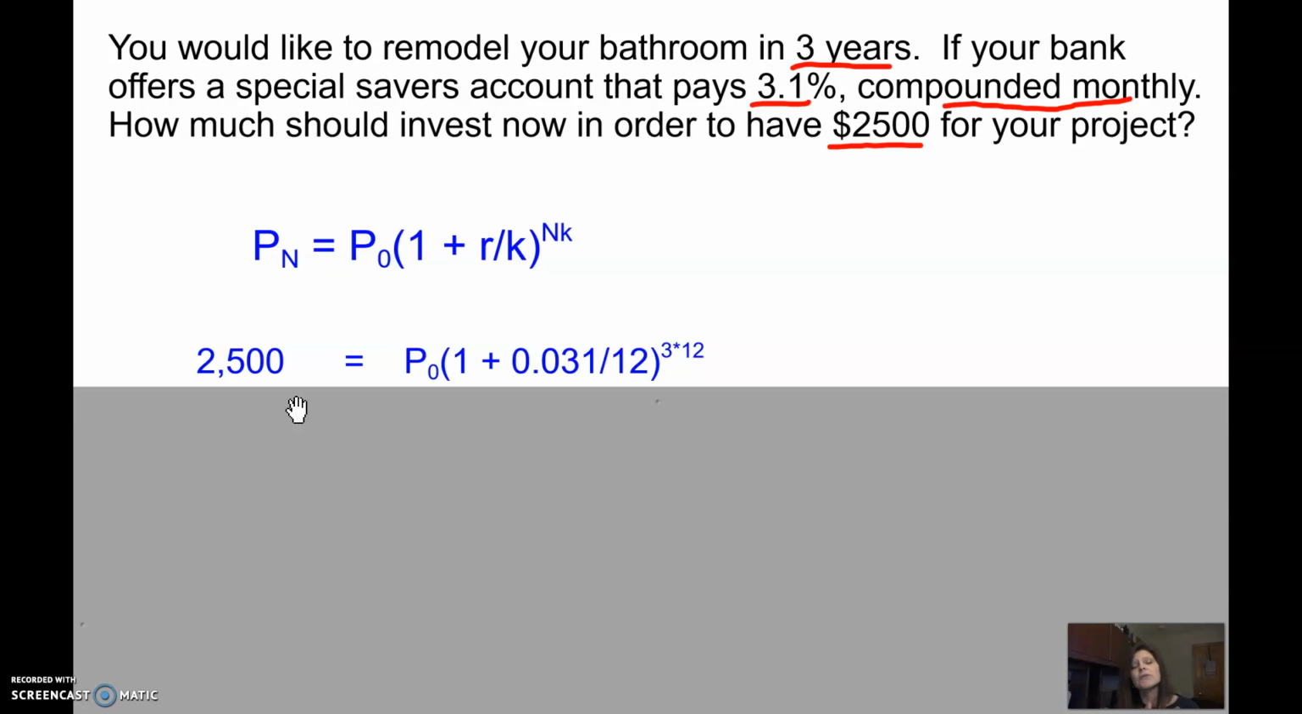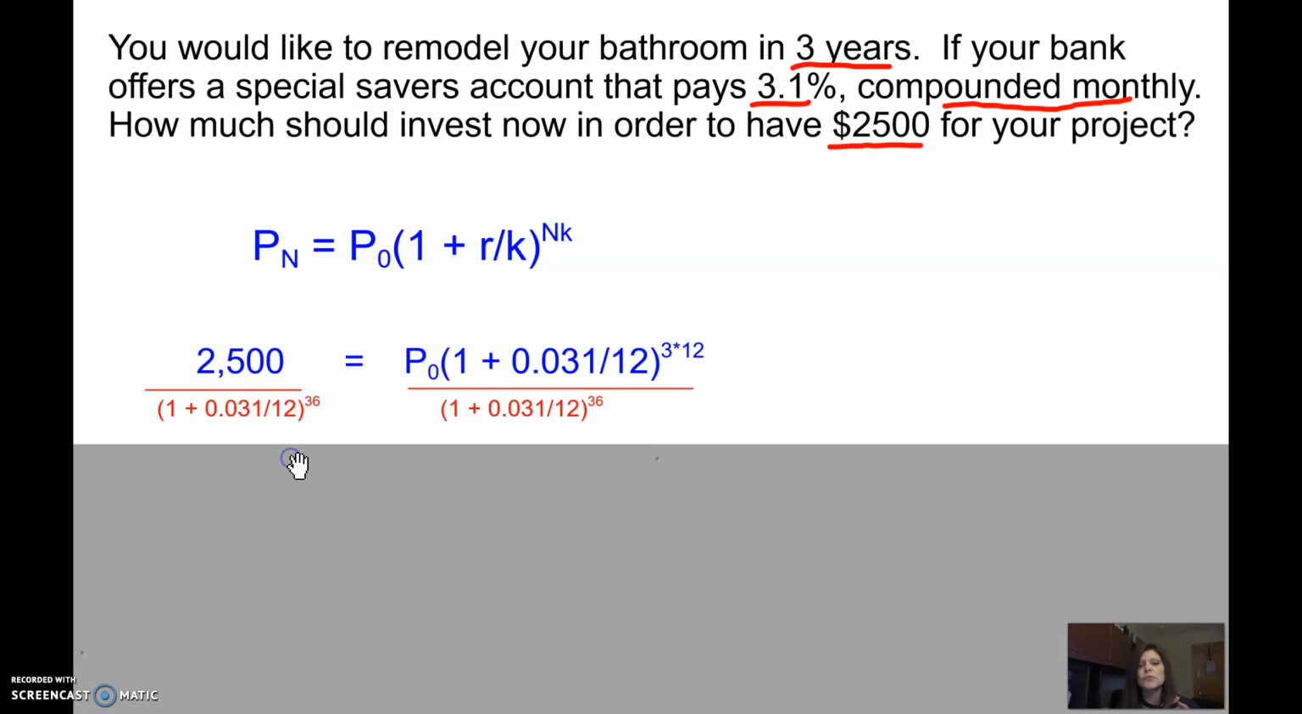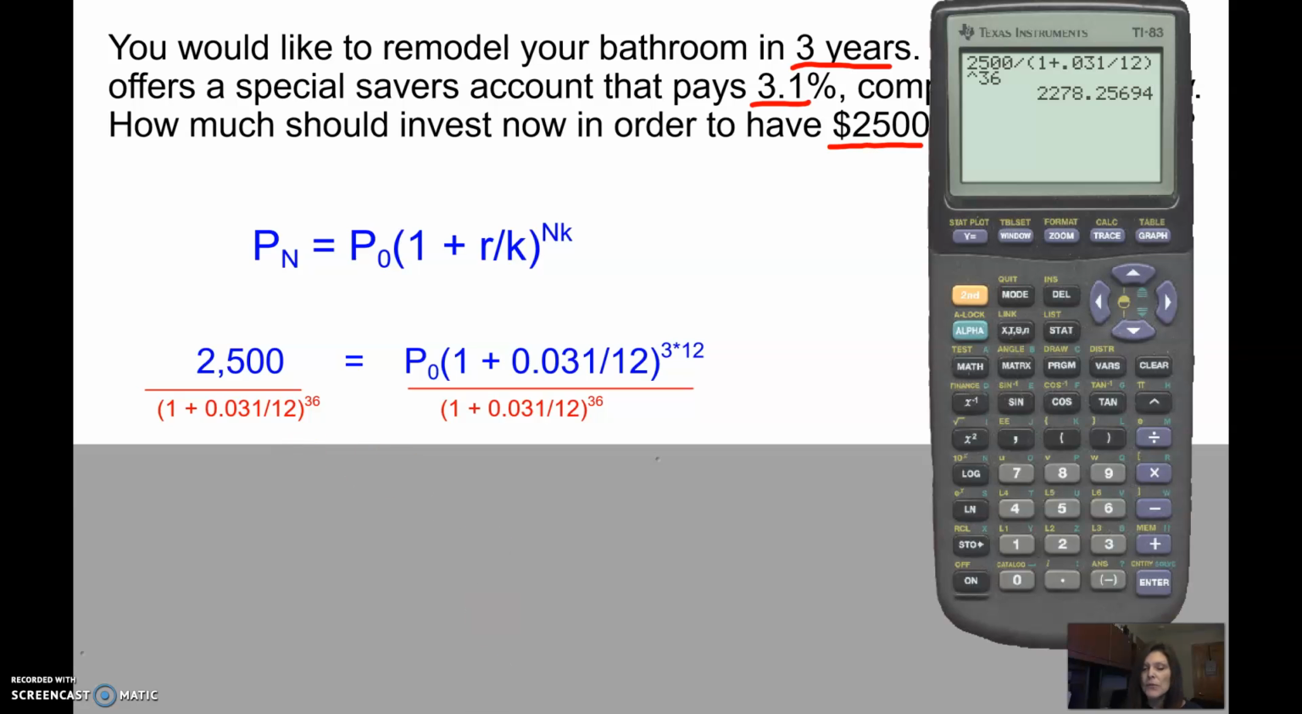And we don't want to round in the middle and introduce error. So instead, I'm just going to write down a big old line and put divide by the quantity, parenthesis, 1 plus 0.031 divided by 12 raised to the 36th power. I can do 3 times 12 in my head, right? So now I want to make sure that I get this in my calculator correctly.